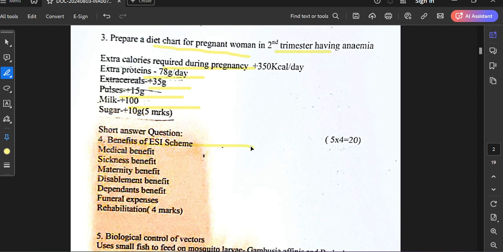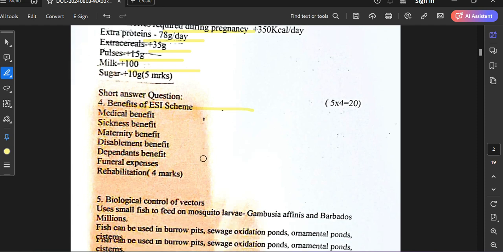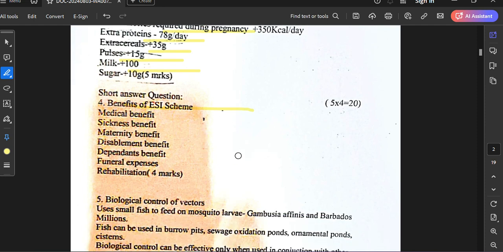Then short 4-mark questions. We are going with the first question, benefits of the ESI scheme. ESI scheme, as you all know, is for the benefit of the employees. The state is assuring it. State means the government is assuring it, and it is a central government project. ESI, Employees' State Insurance Act. So it has some benefits: medical benefit, sickness benefit, maternity benefit, disablement benefit, dependents benefit, funeral expenses, rehabilitation.